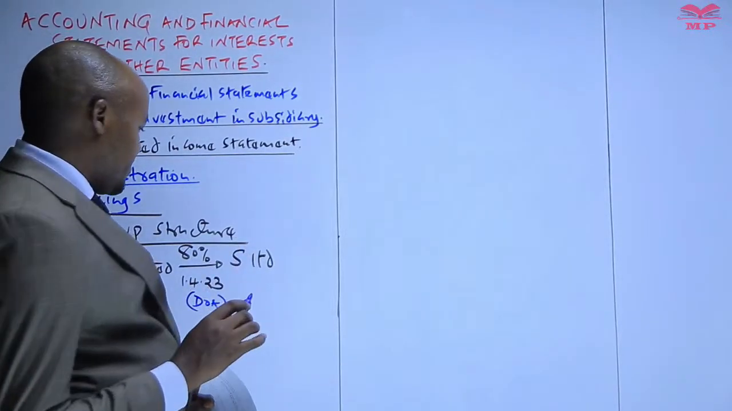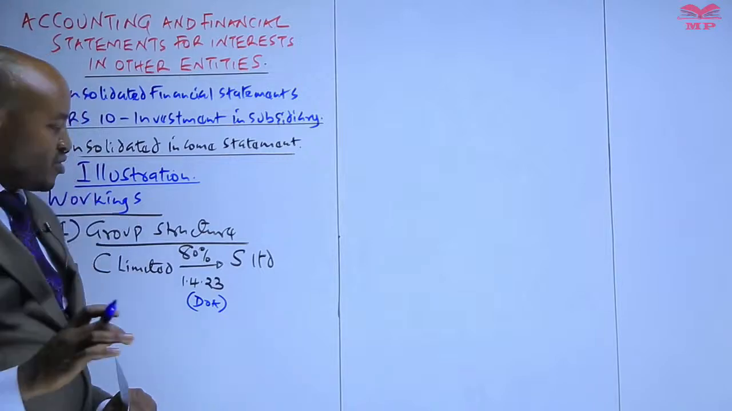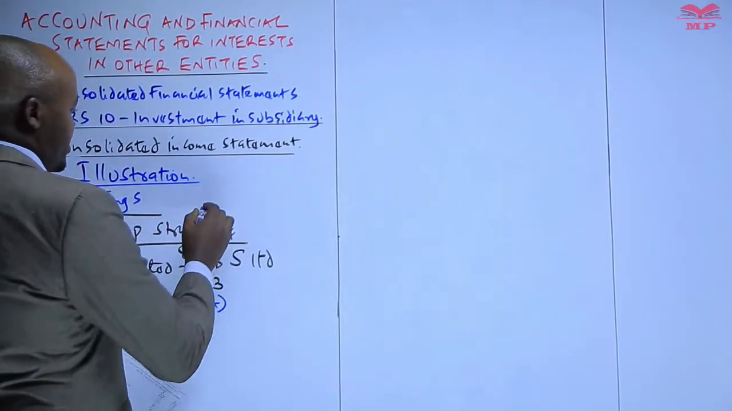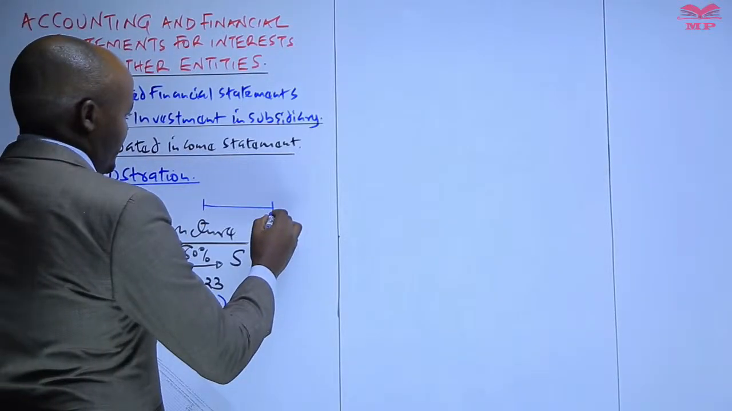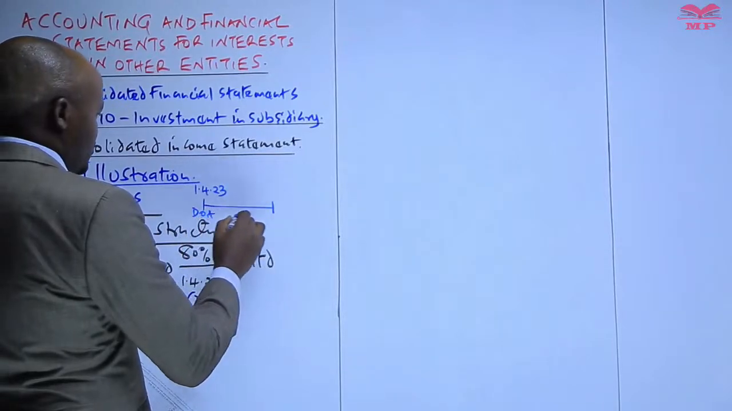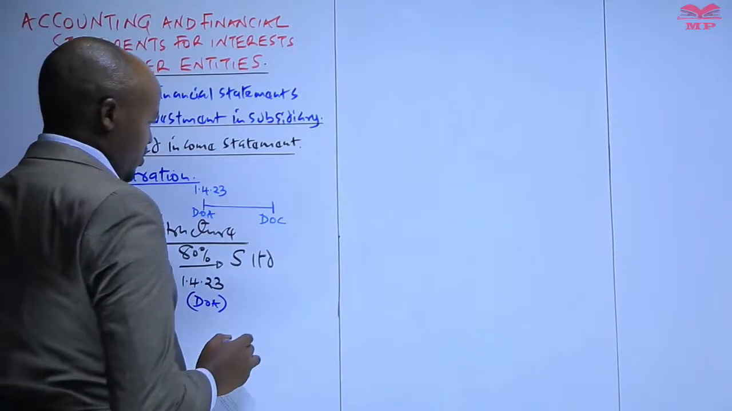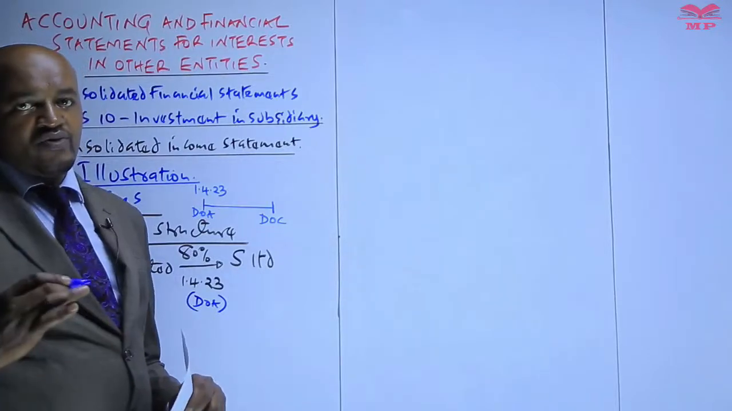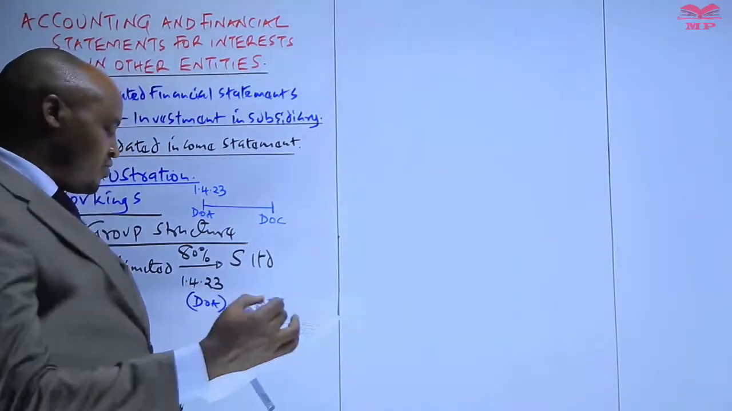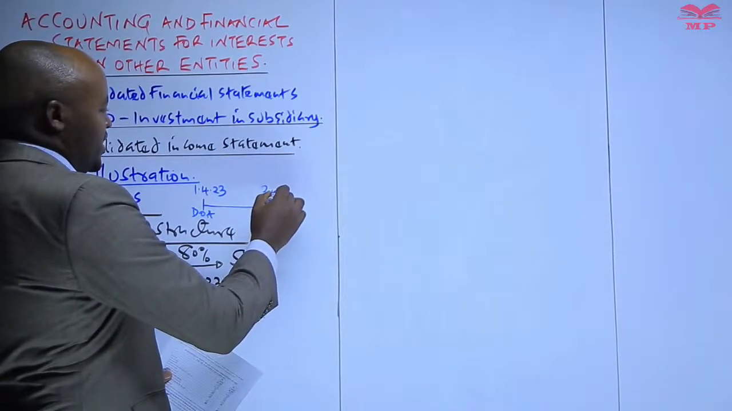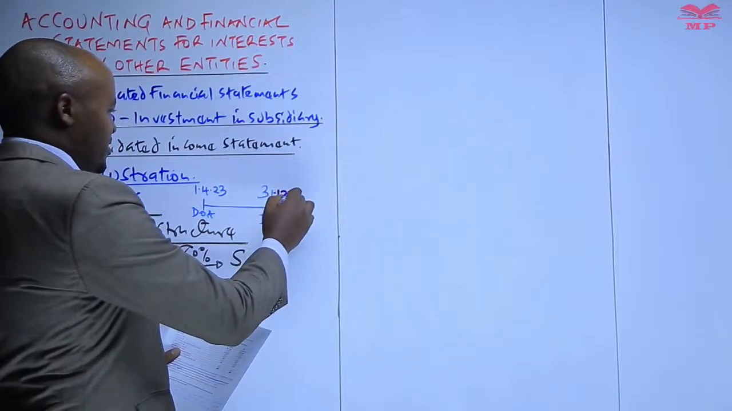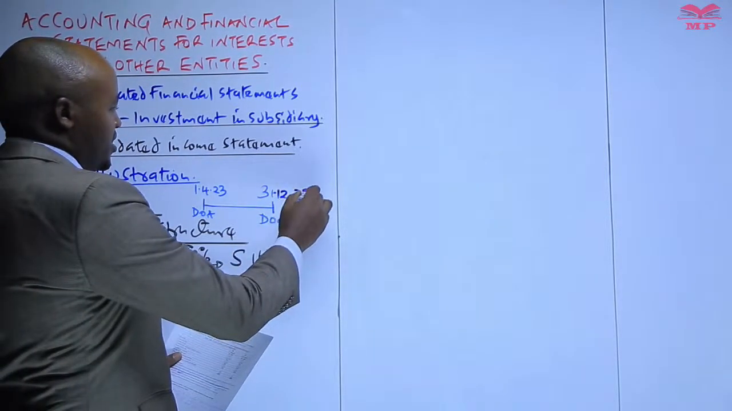When preparing the consolidated income statement, it is very important for you to identify two dates: the date of acquisition, which we already have, the 1st of April 2023, and then the date of consolidation. The date of consolidation is the date you are required to prepare the consolidated statement of profit or loss. If you go to the requirement, we are required to prepare our consolidated statement of profit or loss on 31st December 2023.